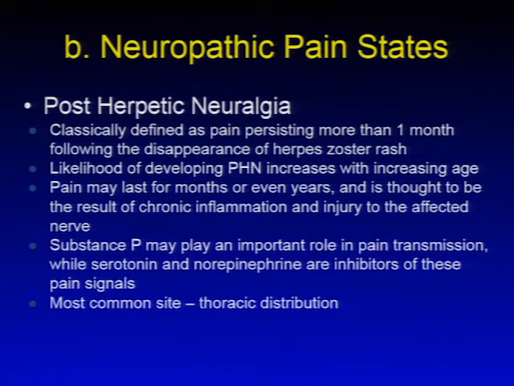Moving on in painful disease states that are neuropathic in nature, postherpetic neuralgia is classically defined as pain persisting for more than 1 month following the disappearance of the herpes zoster rash. The likelihood of PHN increases with increasing age. This type of pain may last for months or even years, and is thought to be the result of chronic inflammation and injury to the nerve. It is thought that substance P plays an important role in pain transmission, while others have noted that serotonin and norepinephrine are inhibitors of these signals. Postherpetic neuralgia is most commonly seen in the thoracic distribution.